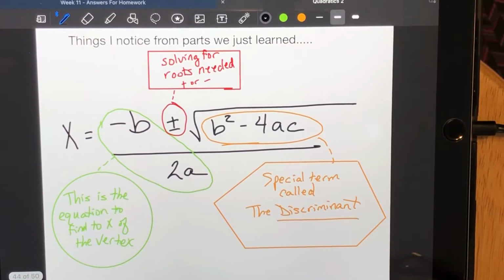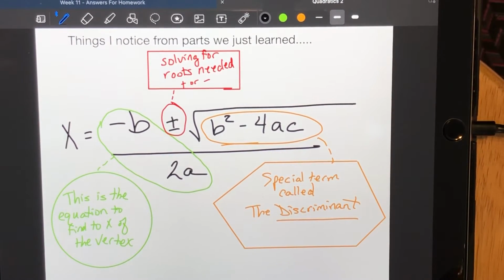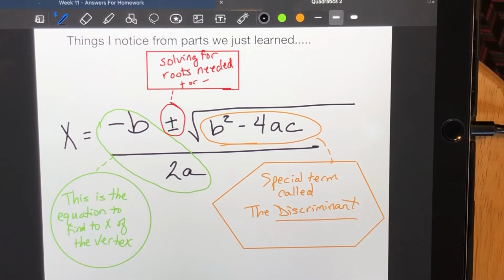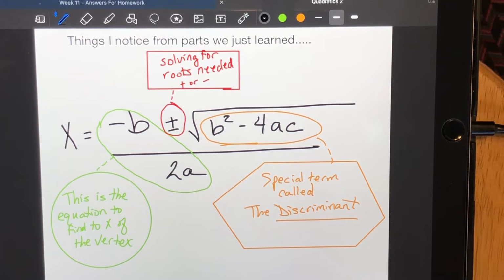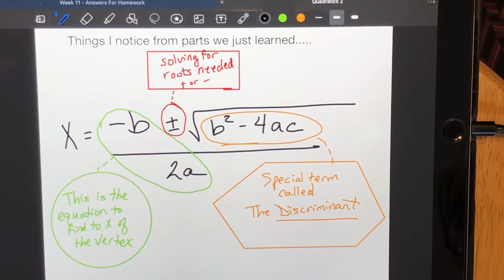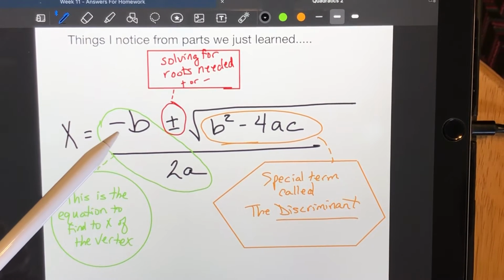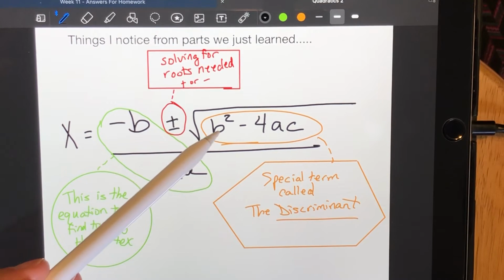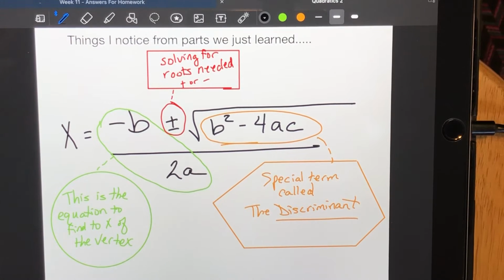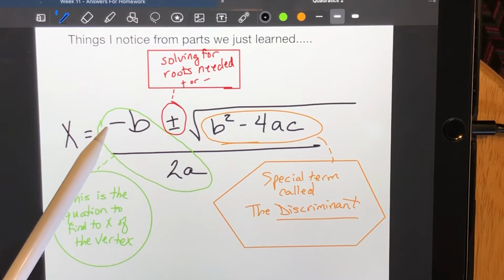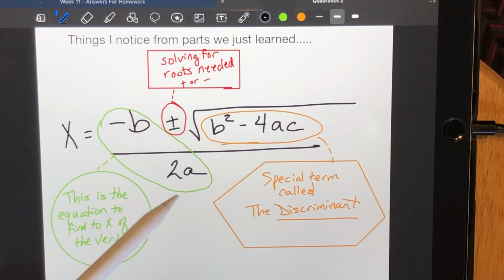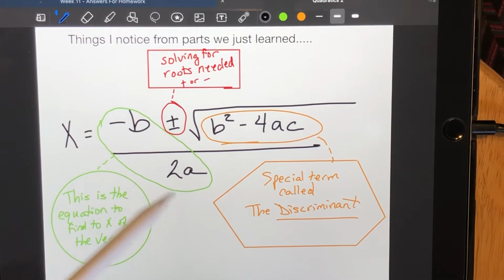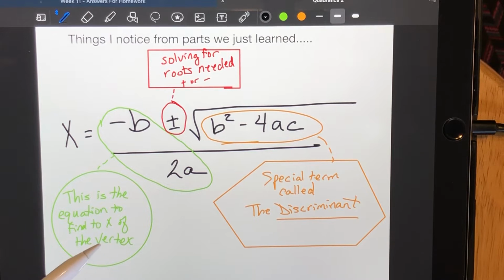No, they didn't. So let's look at some things that look really familiar to us to help us remember the quadratic formula. And there are several really great songs that you're welcome to look up to find that as well. So the first one, we've got negative b plus or minus the square root of b squared minus 4ac all over 2a. Well, if I were to separate out this negative b over 2a, this was the equation that we were given as a cheat to find x of our vertex.